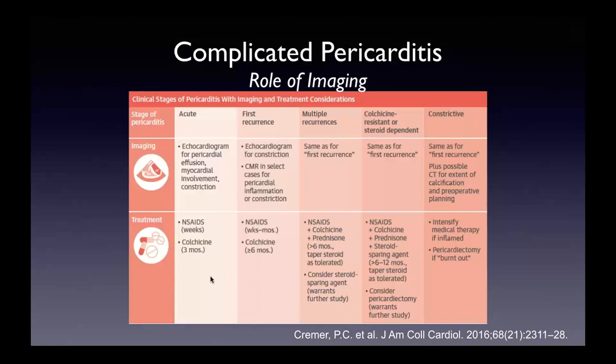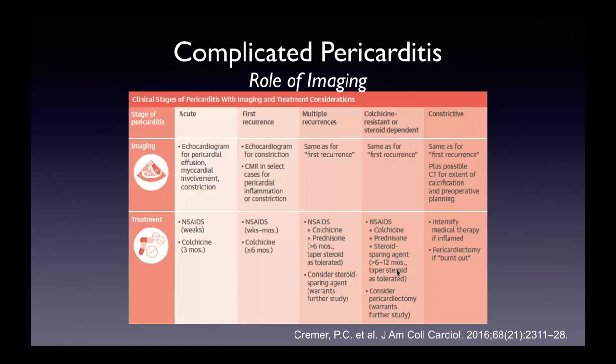The therapeutic aspects are shown at the bottom. I'm not going to get into too much detail because I'm talking on echo and imaging. NSAIDs and colchicine are the mainstay, so 3 months of colchicine, as you know, to prevent recurrent pericarditis for the first episode of acute pericarditis. We usually tend to continue to use NSAIDs and colchicine again for the first recurrence. But if you have a second recurrence and you're getting into the realm of multiple recurrences, then unfortunately you have to think about things like prednisone and consider steroid agents, but there really aren't good randomized controlled trials to show efficacy.